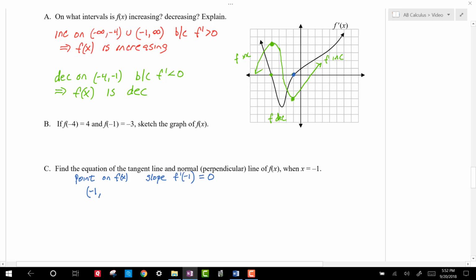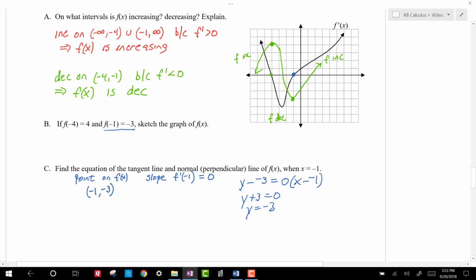Well, let's go back up and look at B. Check it out. It gave me a point right there, negative 1, negative 3. So there's my point. I've got my slope, and I just need to plug it in. y minus negative 3 equals 0 times x minus negative 1. Well, the whole right side is just 0. This is y plus 3 equals 0. So I end up with y equals negative 3.